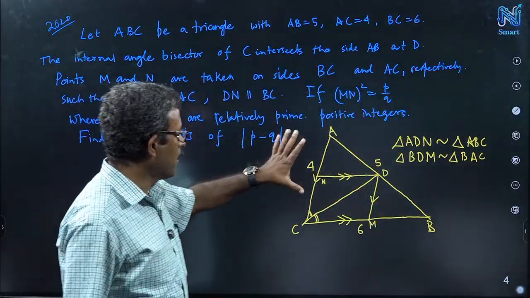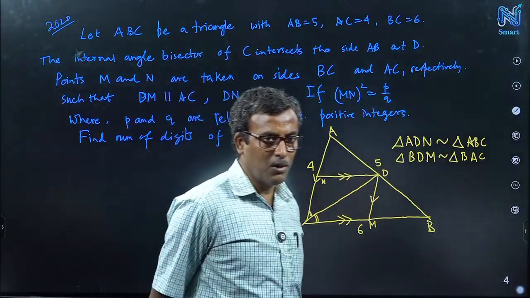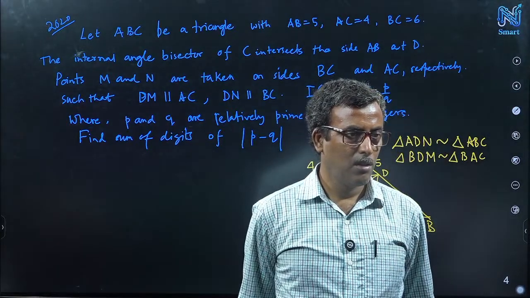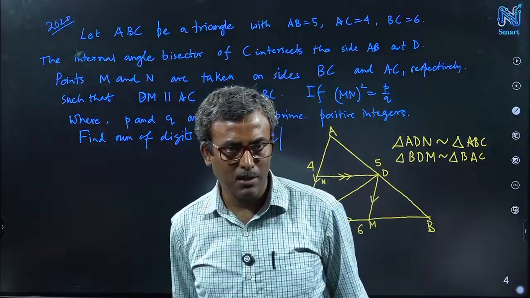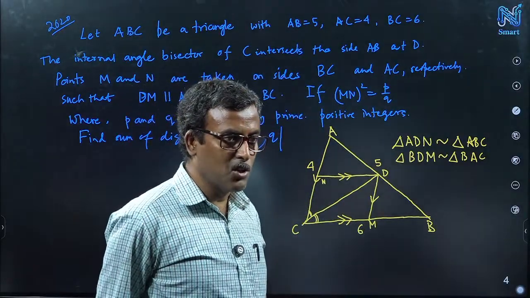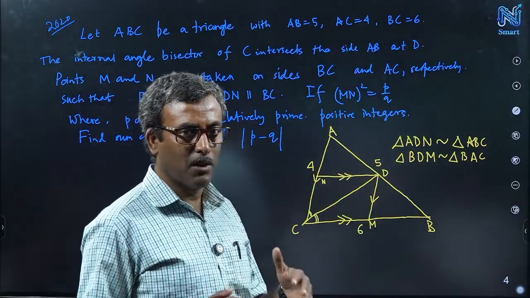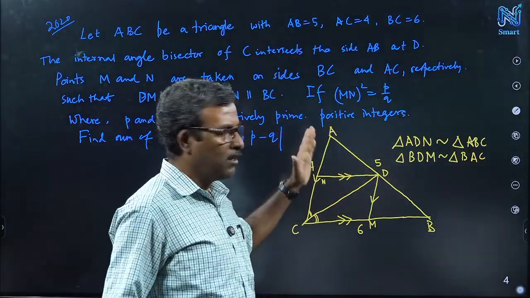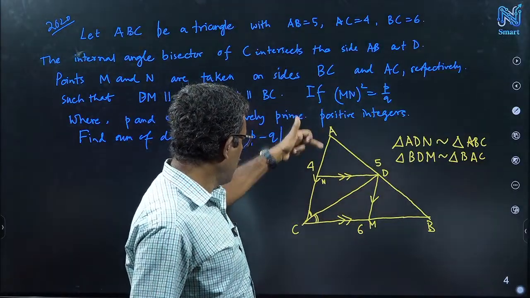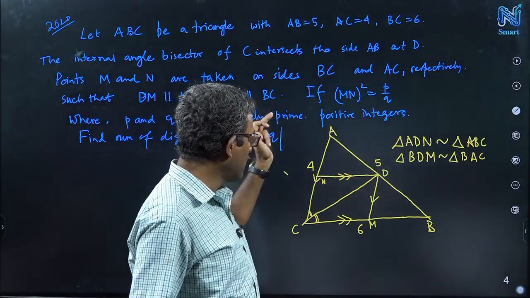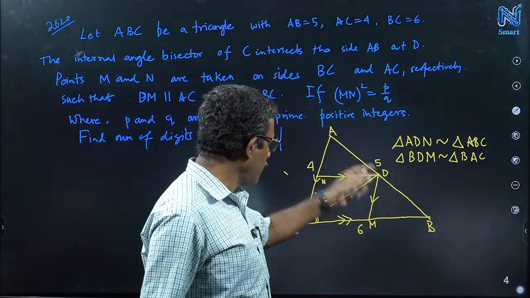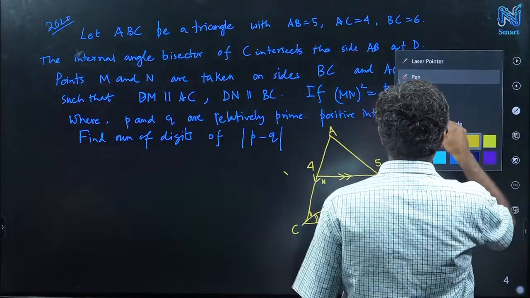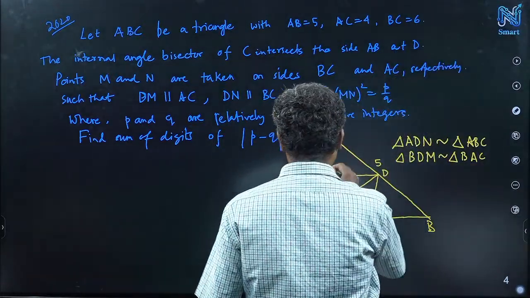Now we know that if two triangles are similar, the ratios of the sides are equal. The area ratio is the square of the ratio of the sides, but there is no need of area here because nothing deals with area. So now AN by AC is the same as AD by AB, which is the same as ND by CD. From there, what can we conclude? Can I find AN, CN, all these values?